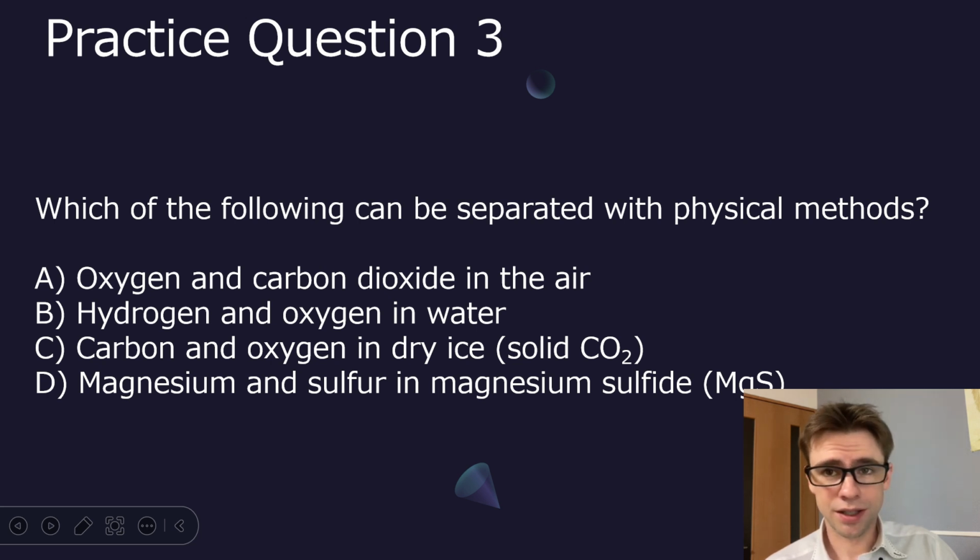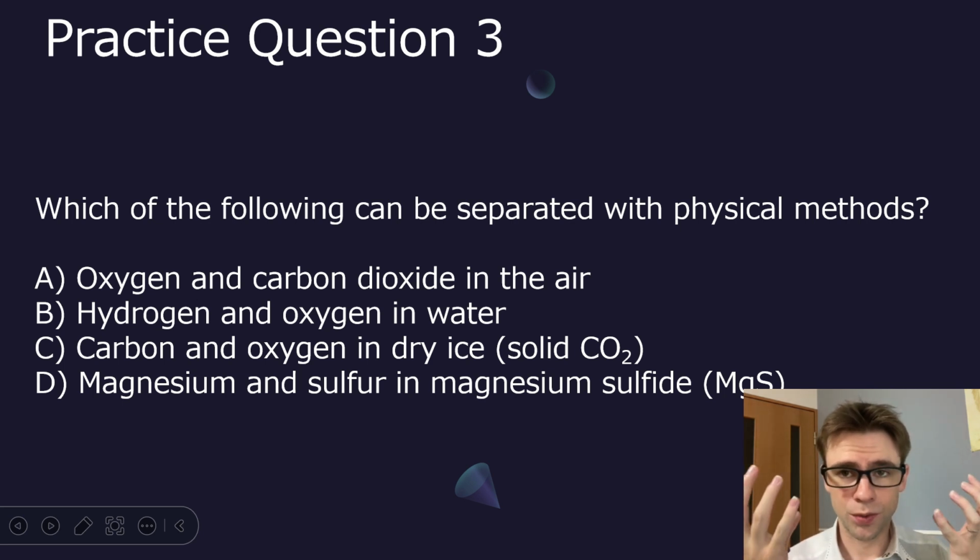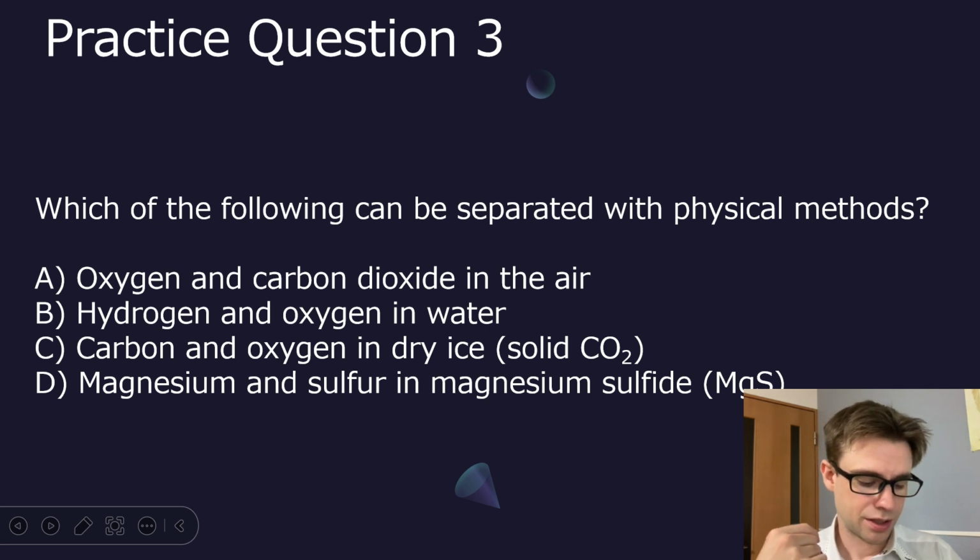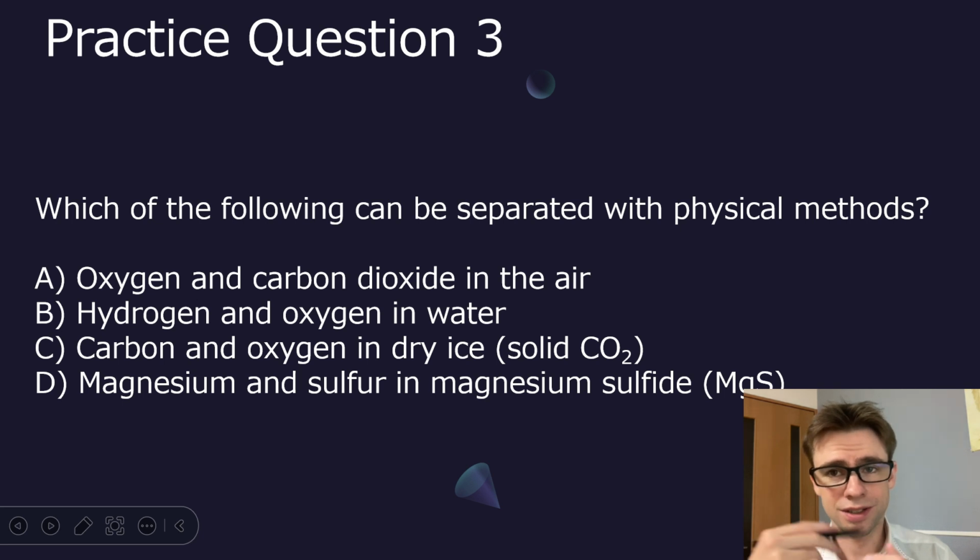Oxygen and carbon dioxide can be separated by physical methods, perhaps cooling down to one of their boiling points or condensing points. They should be quite different. Or even centrifuging, they have different masses, although that's probably quite inefficient. But the other things, hydrogen from oxygen in water, they are chemically bonded together. They can't be physically separated. Carbon and oxygen in dry ice, same thing. Magnesium and sulfur in MgS, same thing. You need to do chemical processes to separate those.